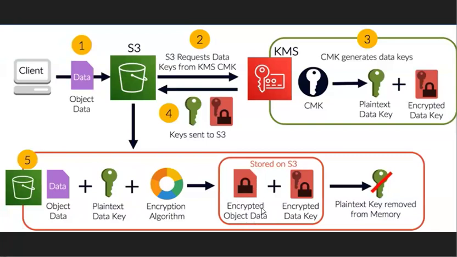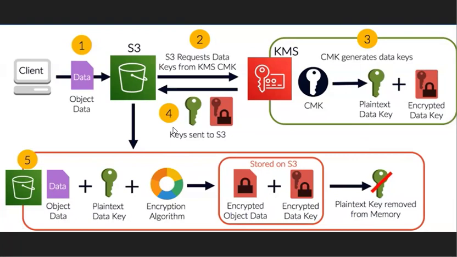Now, what are the things we have? The encrypted object data, which is generated by the plain text key using the object data with some encryption algorithm, and the encrypted data key. We have those two things stored under S3, whereas the plain text data key will be deleted.